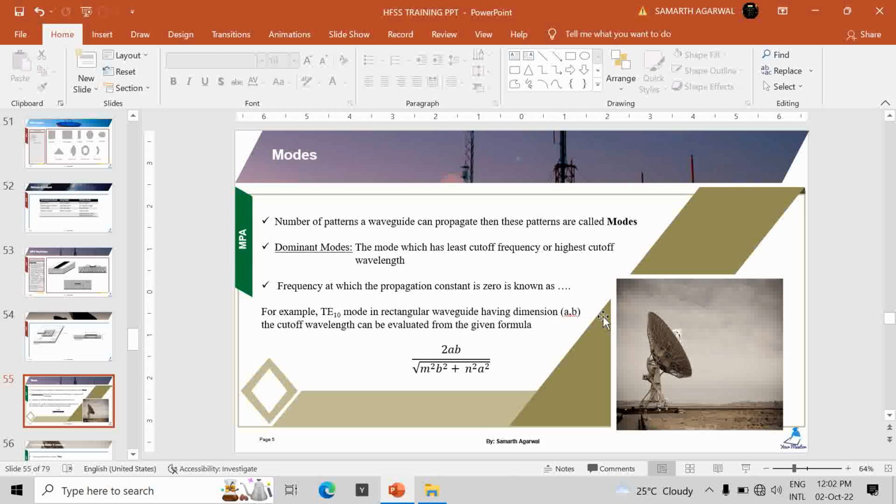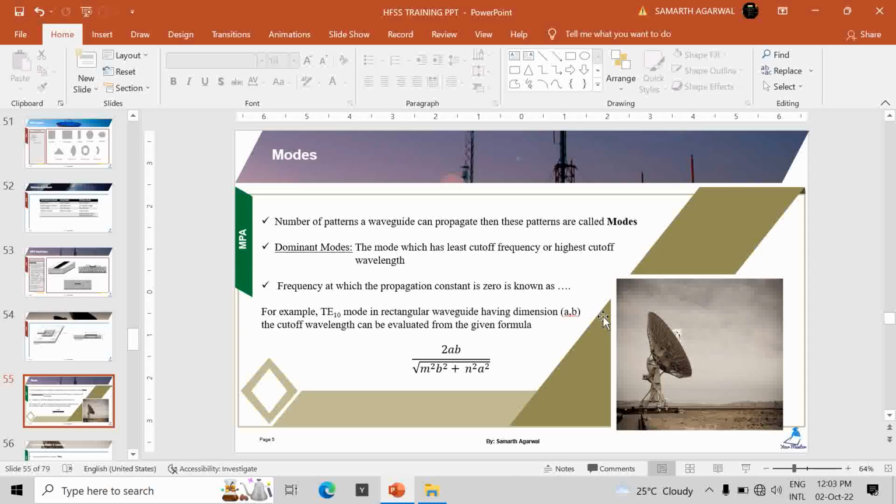For example, for the TE10 mode in a rectangular waveguide having dimensions a and b, the cutoff wavelength can be evaluated from this formula. You can put in the a and b dimensions, whatever they are, and the mode, that is m equals 1, n equals 0. Once you put in the dimensions, you will come to know the cutoff wavelength.